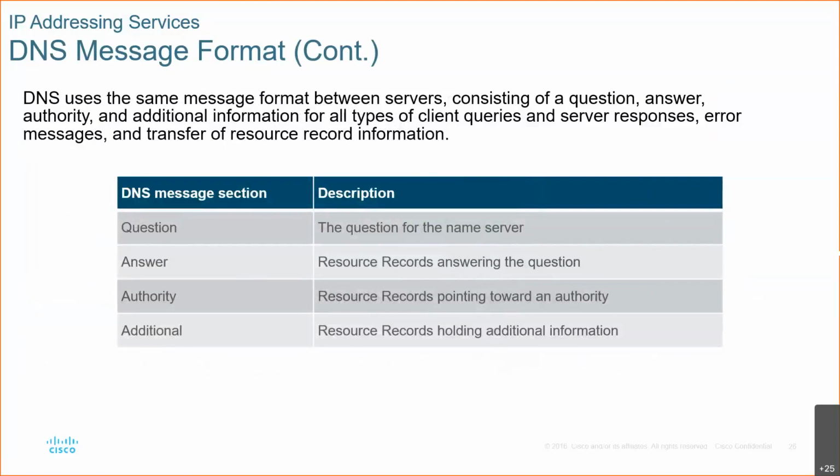So DNS uses the same message format between servers, consisting of a question, answer, authority, and additional information for all types of client queries. The question would be, for the name server, what is the DNS name server? Answer would be resource records answering the question, and resource records pointing towards an authority that is holding the exact IP address related to your FQDNs.